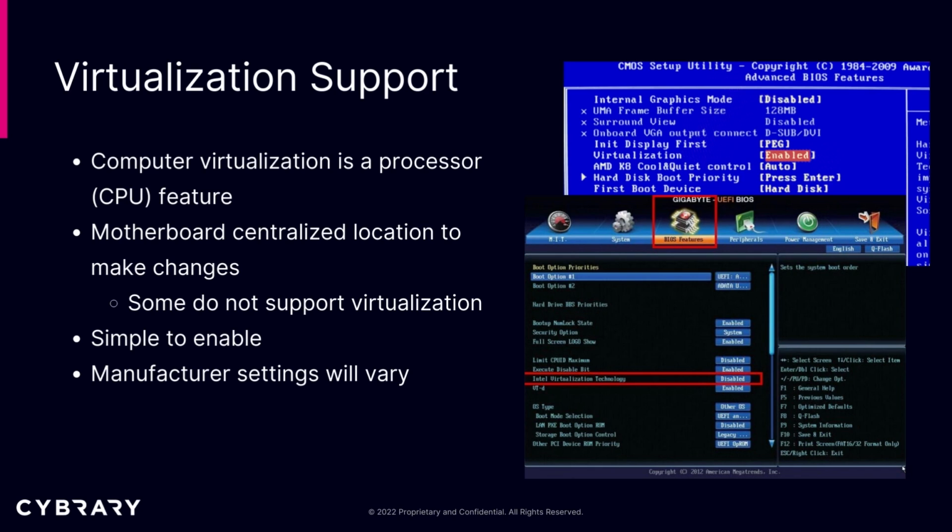Another function that you'll find on the motherboards or in the BIOS or UEFI is virtualization support. You turn on virtualization support either in the BIOS or the UEFI. It's a very simple process. Computer virtualization is actually a CPU feature. The motherboard centralizes the location to make the changes right there from the motherboard. Now, some motherboards do not support virtualization, and some CPUs. It's simple to enable, and your manufacturer settings would vary. It's basically just enabling that feature.